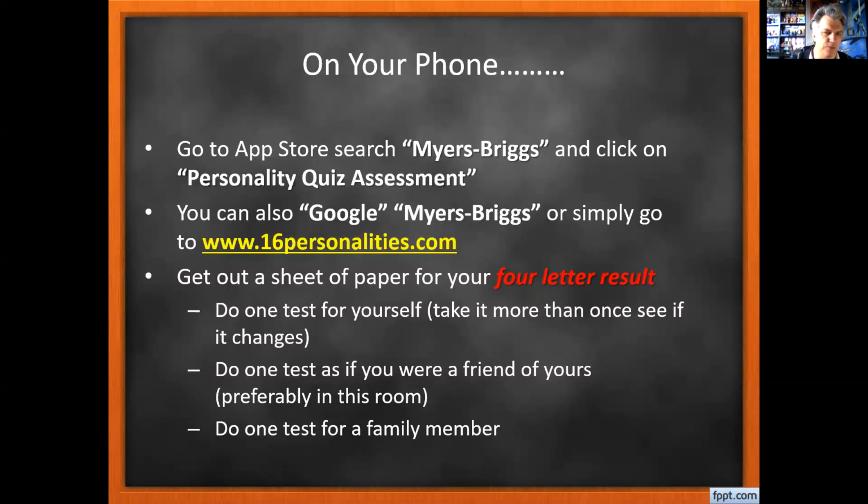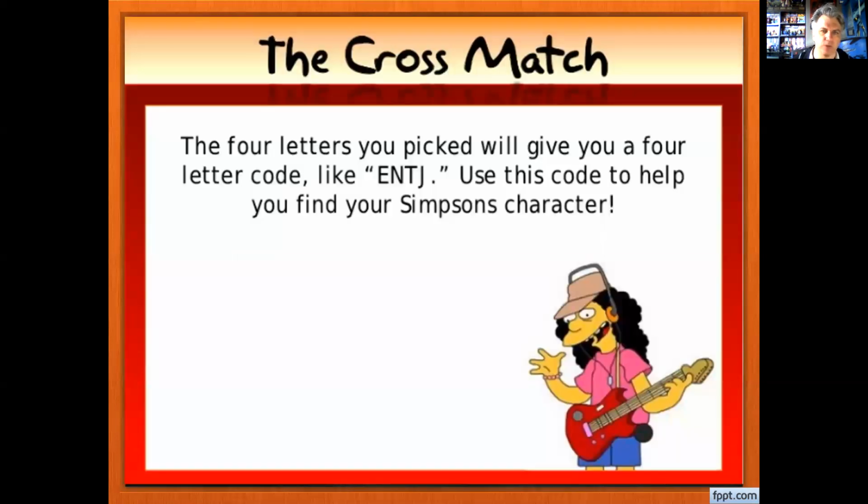Okay, now we're going to assume that your personality test is done, and we're going to take a look at what those four letters mean. You should have four letters, which give you a code like ENTJ. Use this code to help find which Simpsons character you are like. Not only will we look at the Simpsons character you're like, but other pop culture characters as well, including which Grey's Anatomy character, which character from Phineas and Ferb, which character from Finding Nemo. There's a bunch of them. The Office, Star Wars, Harry Potter, Game of Thrones. There's a bunch of them on here.